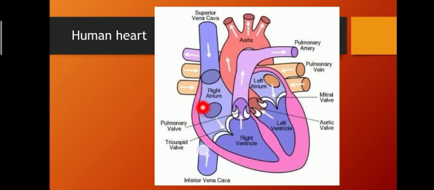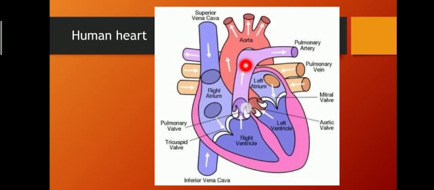Then comes the next blood vessel, that is pulmonary artery. When the right atrium is filled with deoxygenated blood, it starts contracting and the blood moves to right ventricle. When the right ventricle starts contracting, tricuspid valve closes and blood is forced to move to pulmonary artery. Pulmonary artery will carry the deoxygenated blood from the heart to the lungs, that is the left lung and right lung.